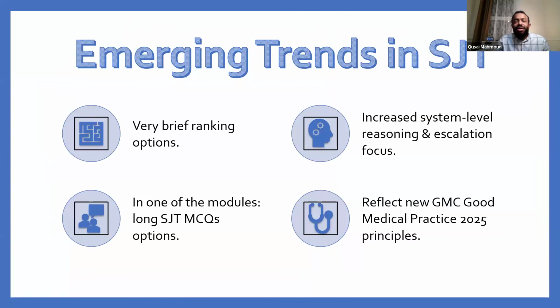So after a lot of discussion, feedback and polls, we thought about the most common trends coming in the exam now. We are talking about more than 6 modules. They are bringing very brief ranking options. It was not the case before. If you had a ranking question, usually the stem would be thorough and the options would be very lengthy. Now they are changing that style and tone.